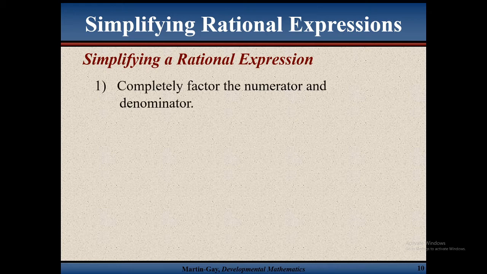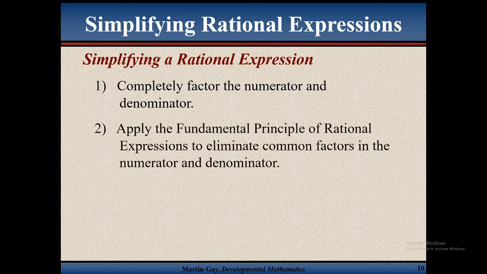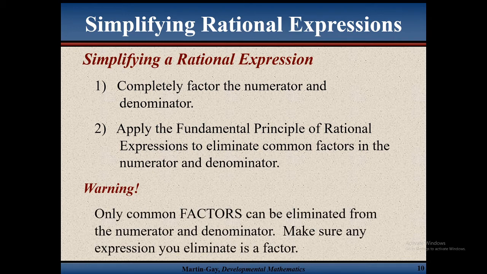To simplify a rational expression, we need the following steps. Completely factor the numerator and denominator. Apply the fundamental principle of rational expressions to eliminate common factors in the numerator and denominator. Let us be careful: only common factors can be eliminated from the numerator and denominator. Make sure any expression you eliminate is a factor. Example: x plus 3 over x plus 3. You can cancel out x plus 3 since the numerator and denominator are common.